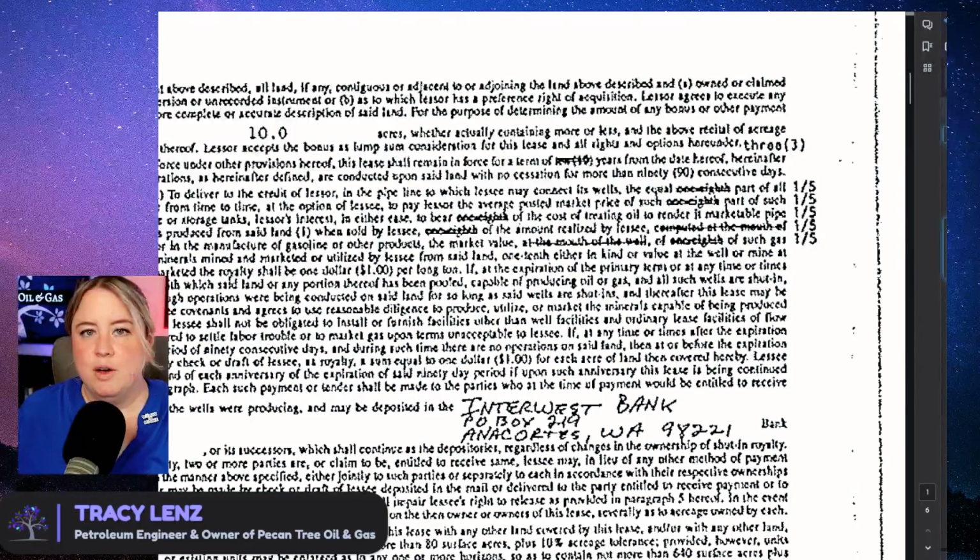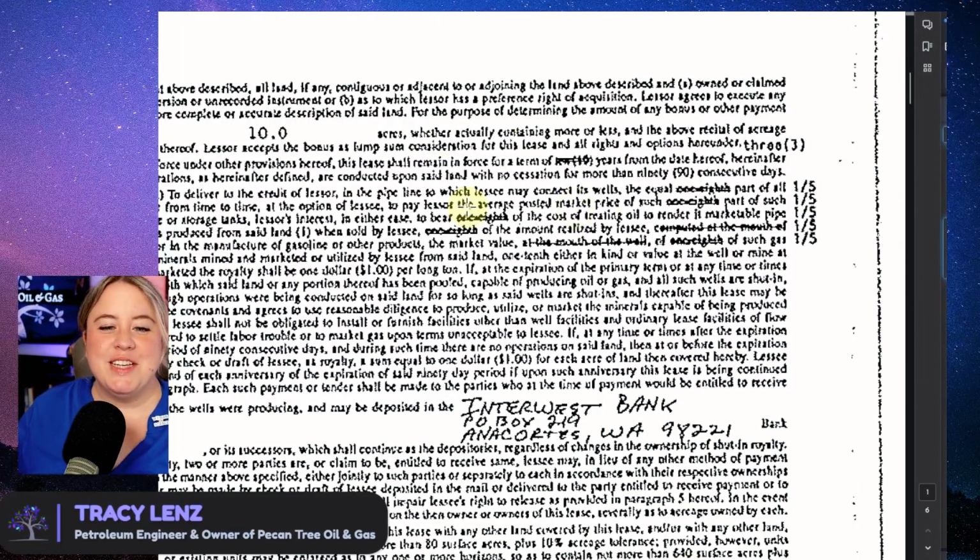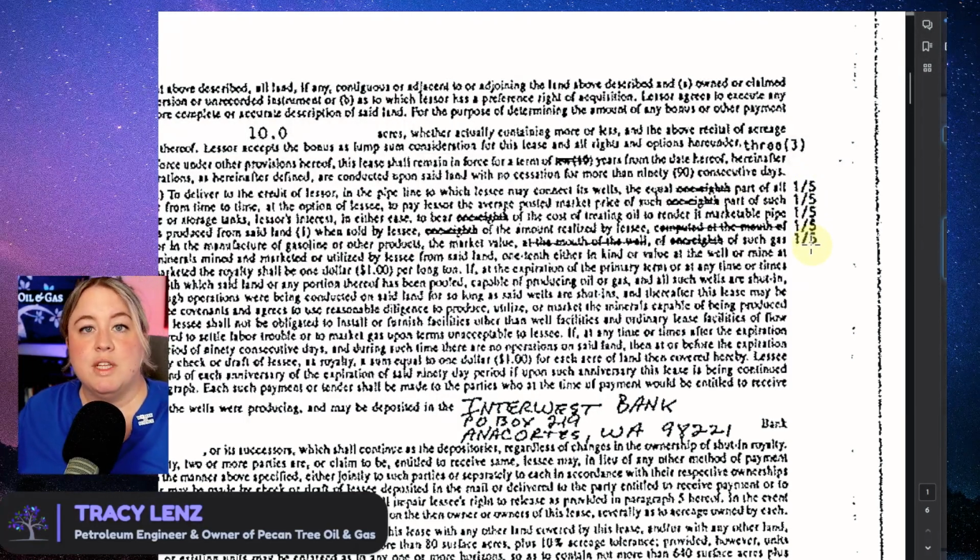Who thinks it's 1/8? Oh, who guessed 1/8? You were wrong. So here's what's happening. You see right here, it says 1/8, but it's scratched out. To deliver to the credit of the lessor in the pipeline, which lessee may connect its wells, the equal 1/8 part, but that's scratched out. And in its place is 1/5. So that's 20%. So like I was saying, after the 1980s, people started getting a little more creative, costs started going up. There was a little more competition to get these leases, and people started paying more. This is a 1/5 lease. And this is very important that this is noted here.